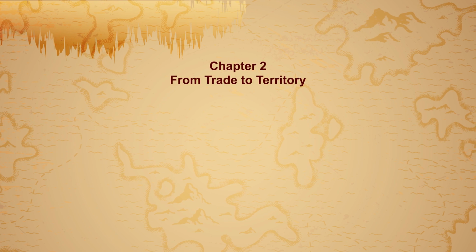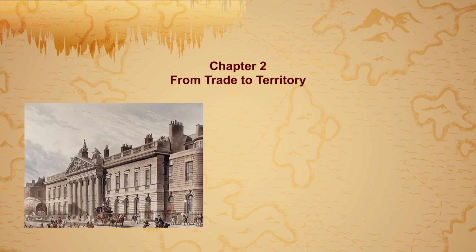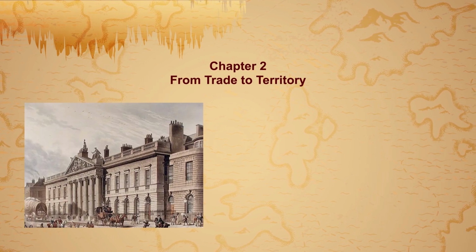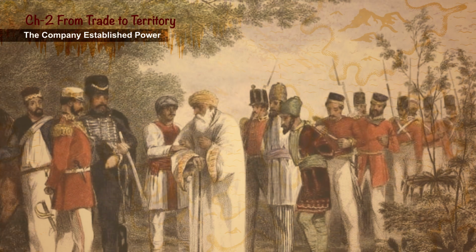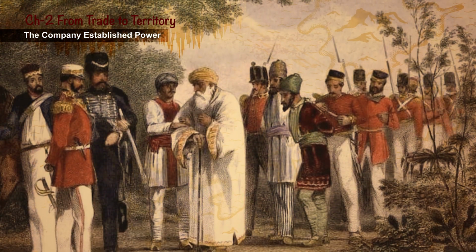In this chapter, we will learn about how the British evolved from just being a trading company to a colonial government ruling Indians. Chapter 2, From Trade to Territory. The company established power.